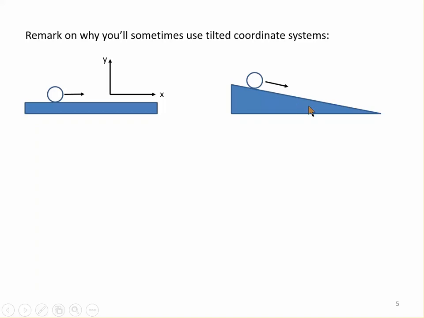So for this problem, it's most natural to introduce a coordinate system that's tilted, that runs along the ramp, with the x-axis along the ramp and the y-axis perpendicular. This would be the natural coordinate system for this problem. This would be the natural coordinate system for this one. So depending on the physical problem that you're trying to analyze, you're going to choose your coordinate systems appropriately, and then you're going to want to break vectors up based on those coordinate systems.